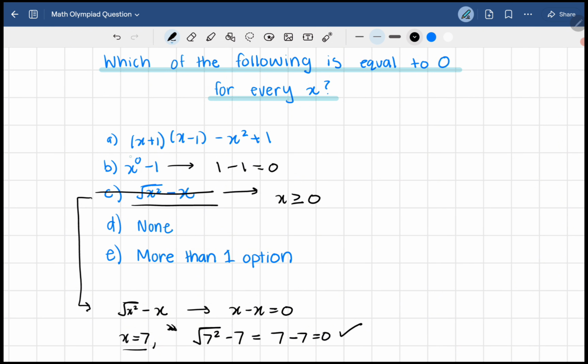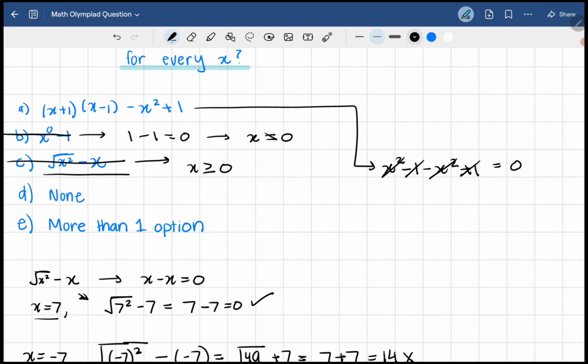All right, so now let's look at the first option. The first option requires a little bit of simplifying, so that is what we're going to do. Let me take this to this side. So we have (x + 1)(x - 1) - (x² + 1). Simplifying that, we have x² - 1 - x² + 1. And now you see that x² and -x² cancel out, -1 and +1 cancel out, and you're left with 0.